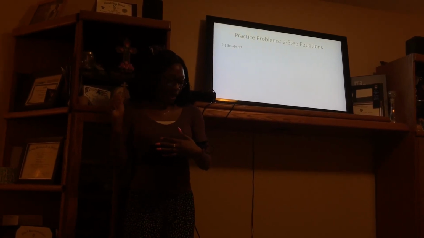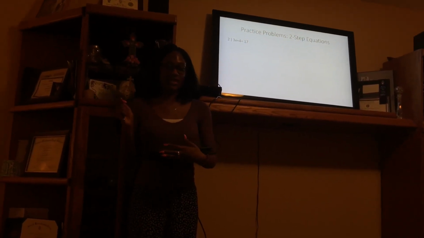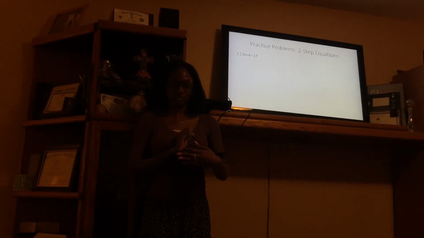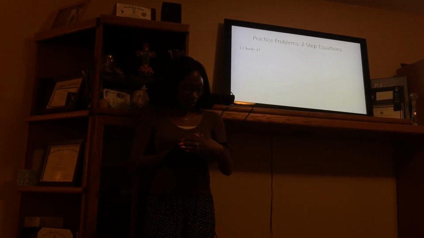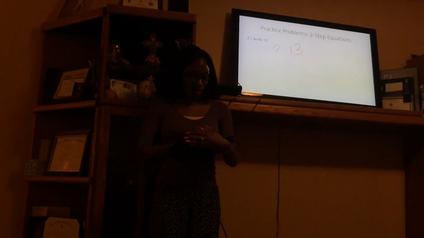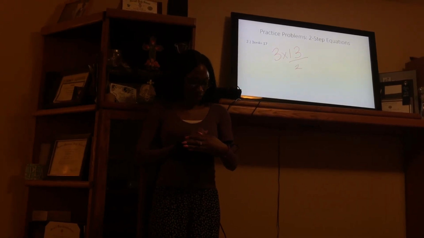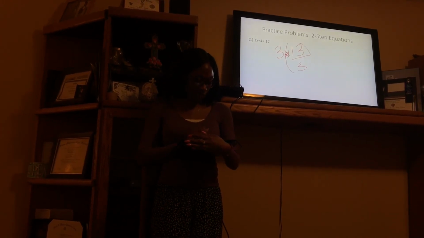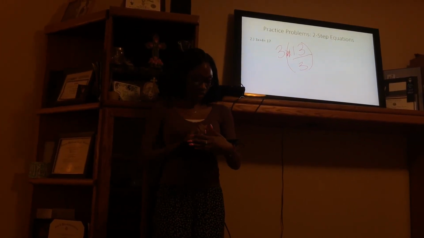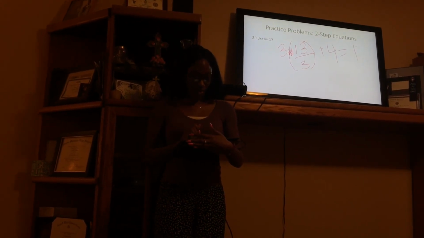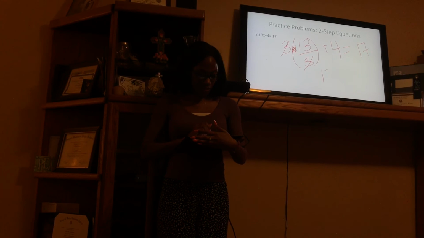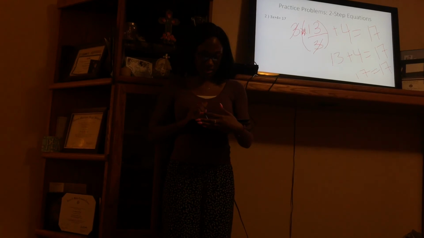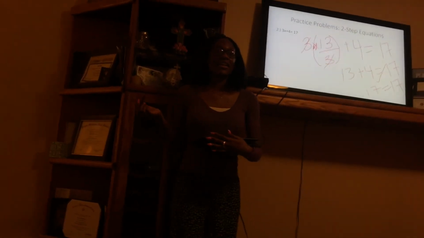Our next question is 3x plus 4 equals 17. Patrick, can you tell me what the answer to this is? 13 over 3. Okay, so the 3 is going to be multiplied by the 13 over 3. Plus 4 equals 17. Those 3's are going to cancel. 13 plus 4 equals 17. 17 equals 17. Does that check out, guys? Yes, it does.